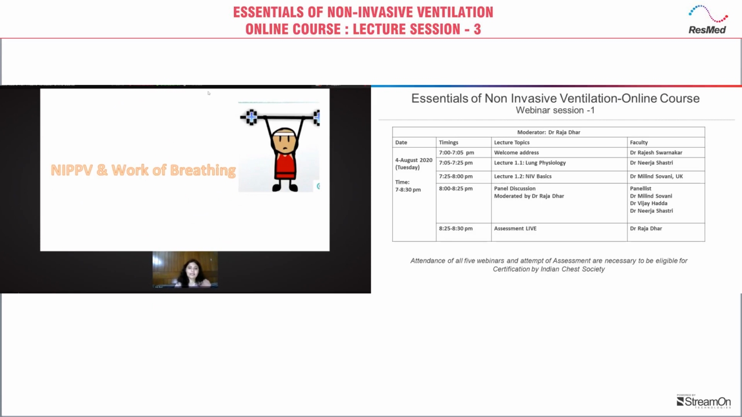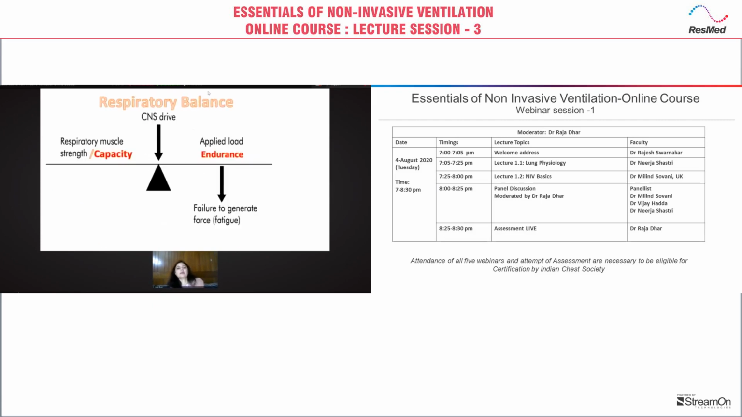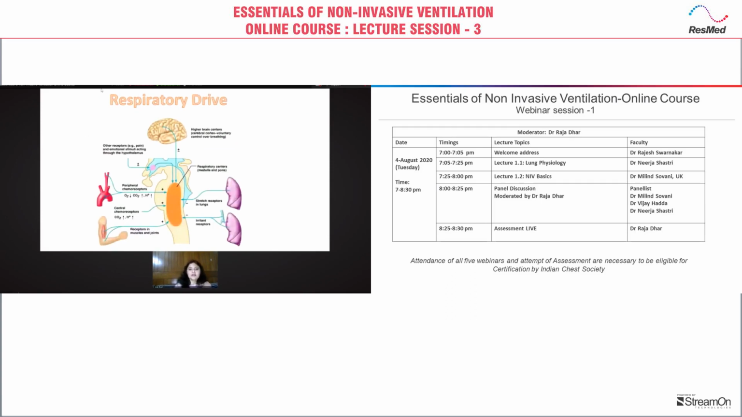So, work of breathing. Coming to how the muscles act, the whole respiratory system has CNS drive. Then you have a respiratory center in the brainstem, in the medulla. It gets inputs from your chemoreceptors, peripheral or central, stretch receptors, and mechanoreceptors. This is also acted on by higher centers, and pain and emotional stimuli also act on this.